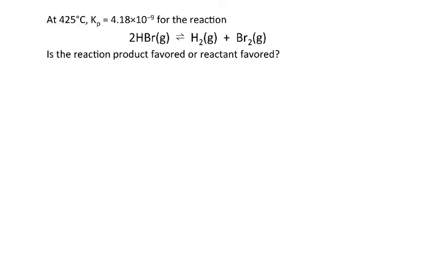So we're given a reaction, and we're given its equilibrium constant. And then we're asked, first, is the reaction product favored or reactant favored? So in this case, K is definitely less than 1, and so I know that it's going to be reactant favored. All right, let's look at the next part of the example.